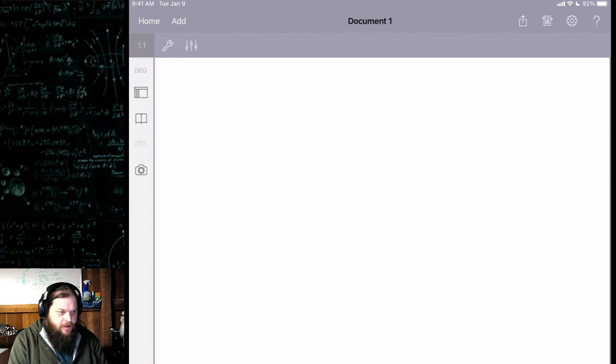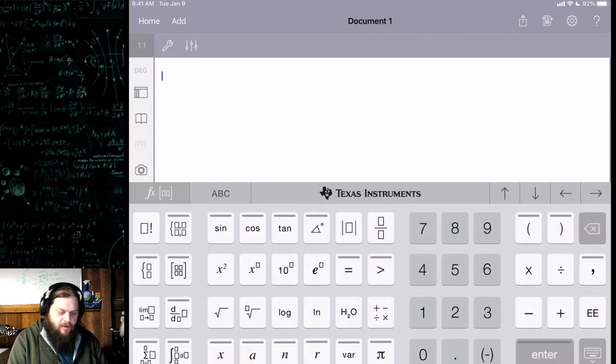So that's 8960 kilograms per meters cubed. I'm not typing. Why aren't I typing? 8960 kilograms per meter cubed.